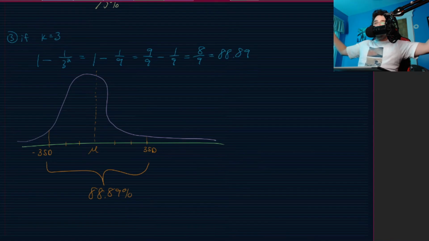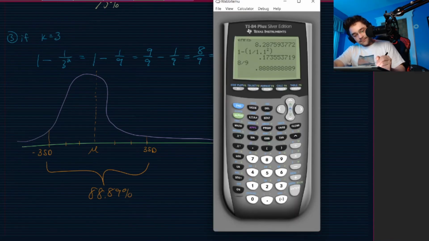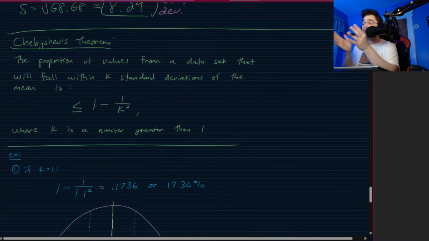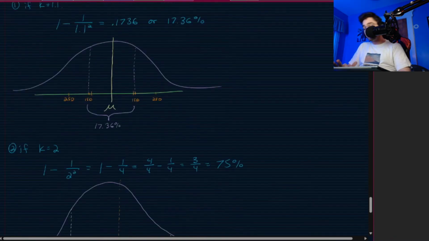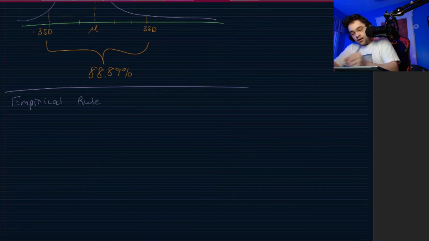And then the rest, I guess the remaining, what's left? Is it 11.11%? That would be on the edges. 100 minus 88.89. Yeah, 11.11. So this is the idea behind Chebyshev's theorem. It gives us a minimum when we don't know what the distribution is shaped like. However, we've got another rule called the empirical rule. And we only use this for when we know it's a normal distribution.